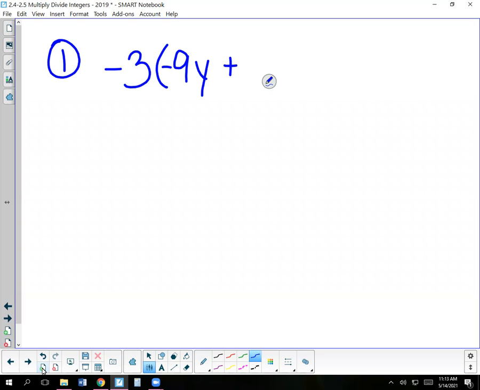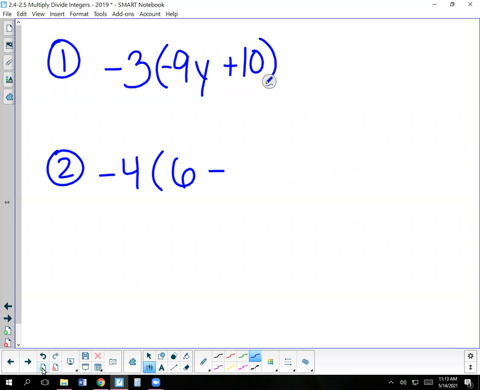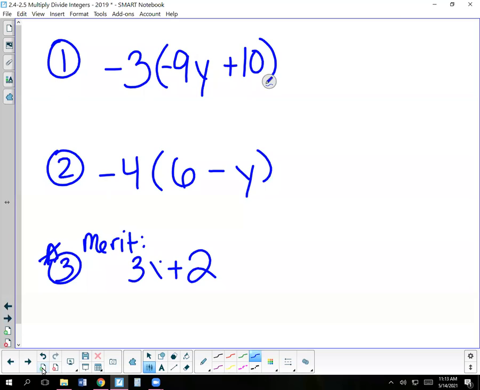I think that's a negative 9. And this one's for a merit. What did you make it look so hard? But it's not that.